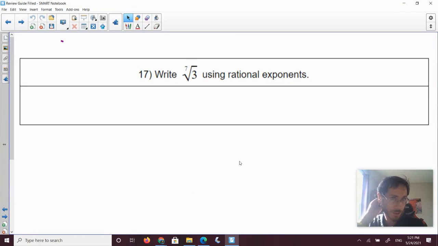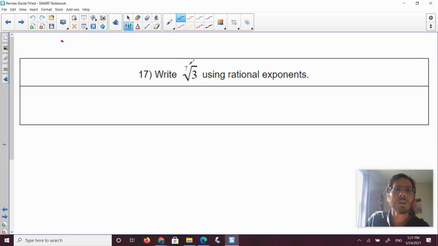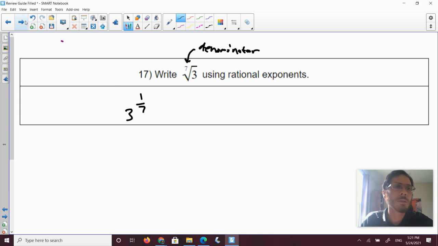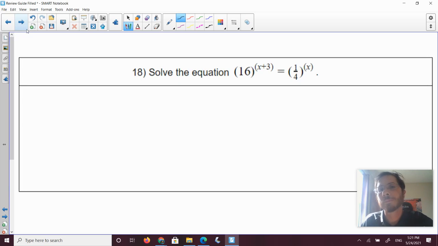Right, so 17, we have to write the 7th root of 3 using rational exponents. So remember, the 7 is just going to become the denominator of our rational exponent. So when we do that, we're just going to end up with 3 to the 1/7 power, and that's about it. So there's not really much to do with this one, just translating between forms.